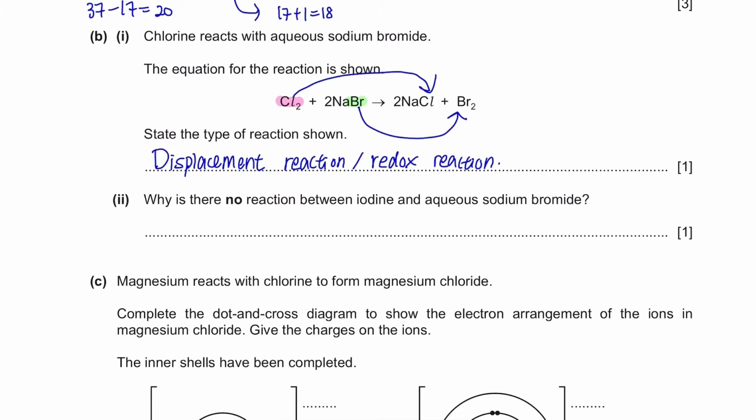Why is there no reaction between iodine and sodium bromide? In order to have a reaction there, iodine will have to replace bromide and go inside here. But it can only happen if iodine is more reactive than bromine. But iodine is less reactive than bromine, so it cannot replace bromine.